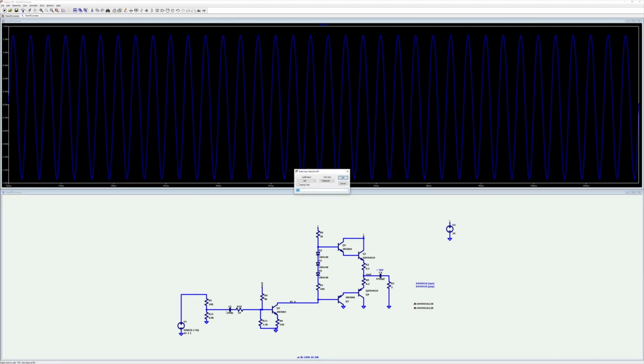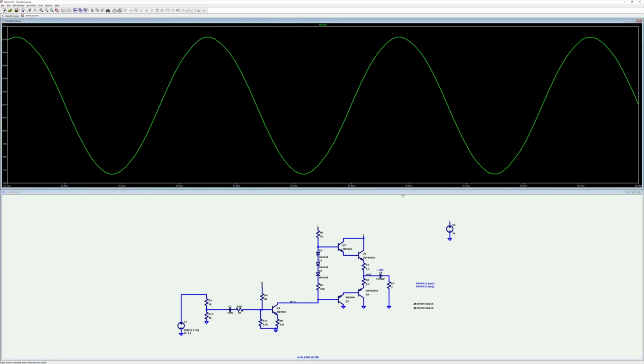If we tweak this resistor network so we're not clipping, you can see we have a nice clean sine wave, and it's almost using the full dynamic range available to us. We've got a 12-volt bias point, approximately, and that sine wave looks great.